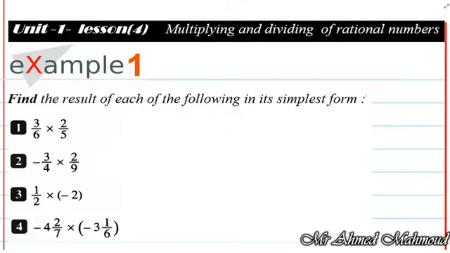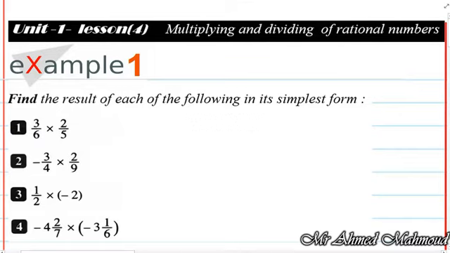Number two, I'm going to explain the properties of multiplication, and finally I'm going to solve some important problems. Okay, in example 1, find the result of each of the following in its simplest form. First, we have 3 over 6 and 2 over 5.